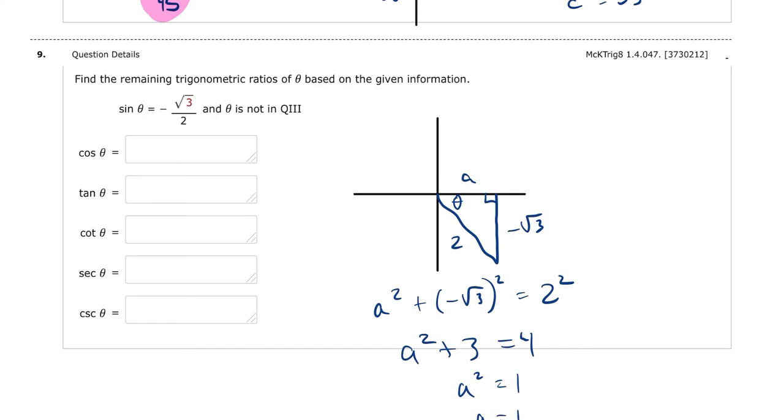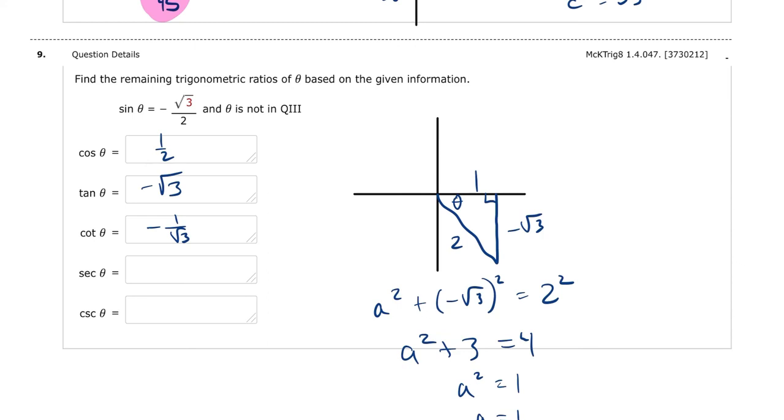All right, very good. Now we need to find cosine. Cosine is adjacent over hypotenuse. Tangent is opposite over adjacent, that's just negative radical 3. Cotangent is a reciprocal of that, or you can look at the triangle, 1 over negative radical 3. The negative, you can place in the numerator, the denominator, or right in the middle. I always like to put it right in the middle.